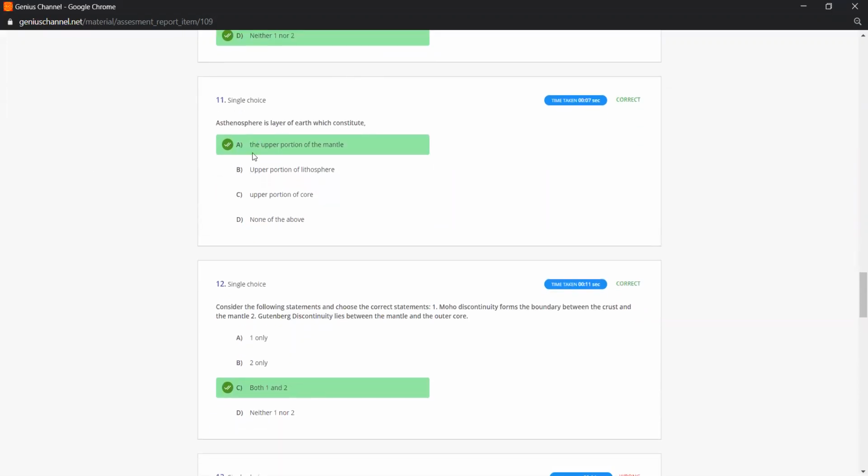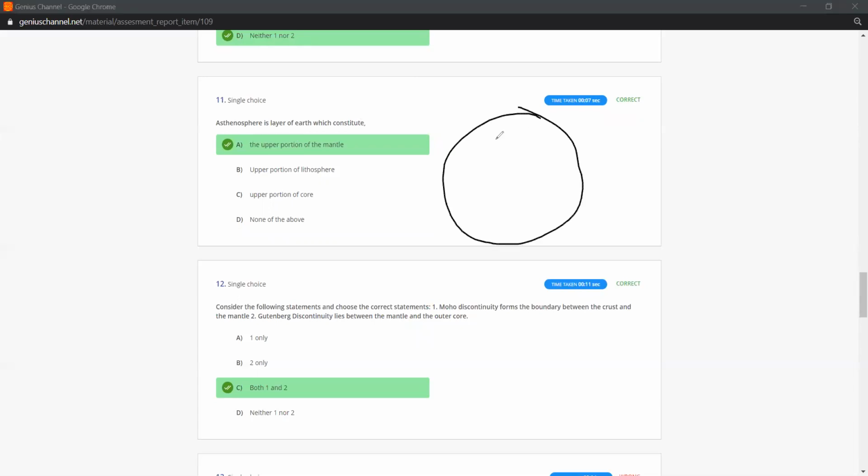The asthenosphere is a layer in the upper portion of the mantle. If you look at this, this is the Earth. Then you get the mantle, then you get the core. Core, mantle, and crust. Just below the crust, there will be one layer known as the asthenosphere.